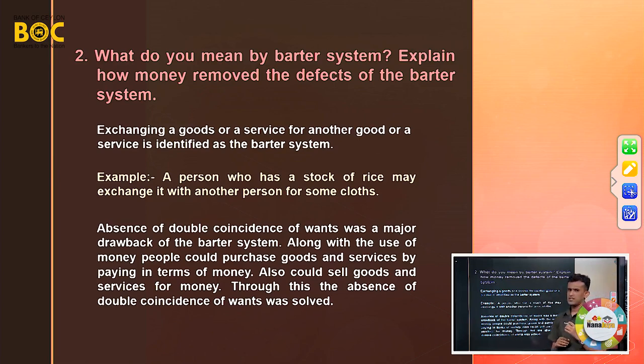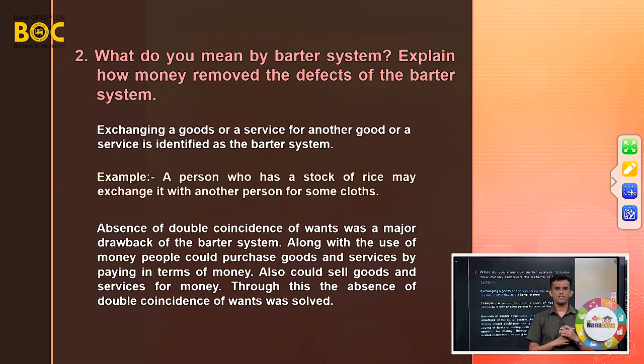And in the second section of the question, we are supposed to explain how money removed the defects of the barter system. During the barter system, people faced various difficulties. One problem people faced during the barter system was the absence of double coincidence of wants. Absence of double coincidence of wants is one major problem faced by the people during the barter system.